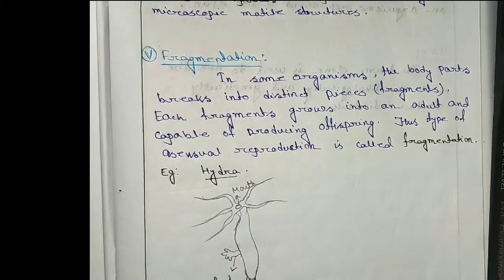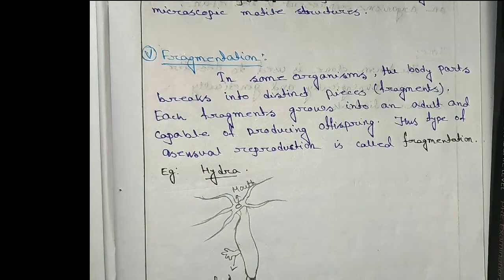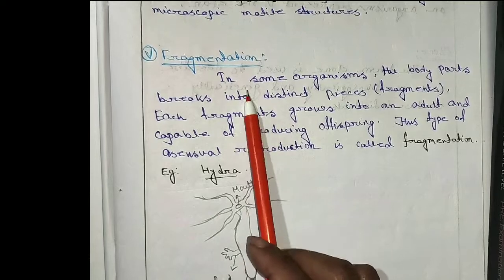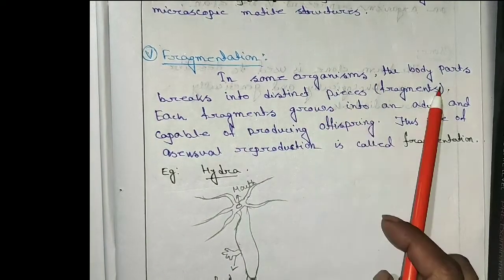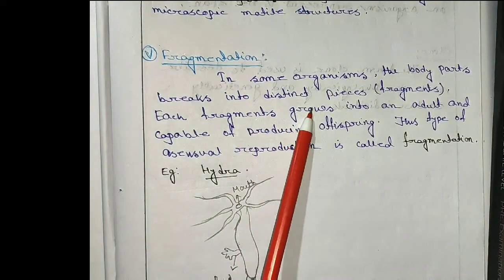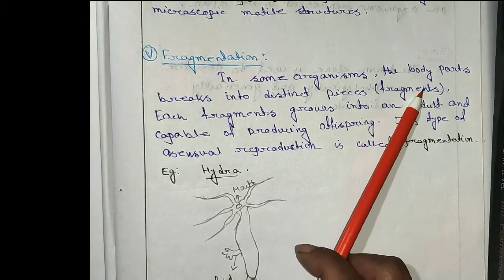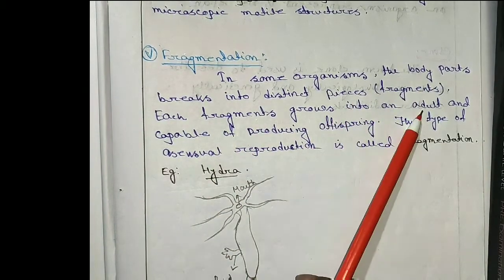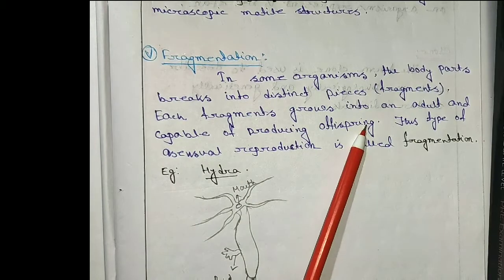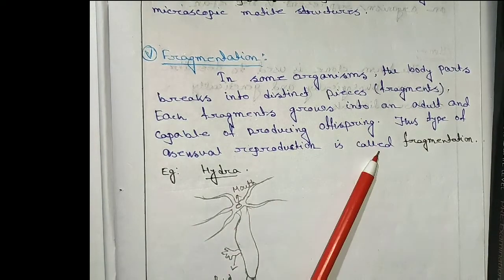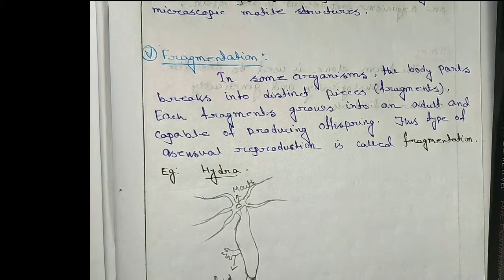The other type of asexual reproduction is fragmentation. Fragmentation means a small piece of a body part. In some organisms, the body breaks into distinct pieces, that is fragments. Each fragment grows into an adult and is capable of producing offspring. This type of asexual reproduction is called fragmentation.